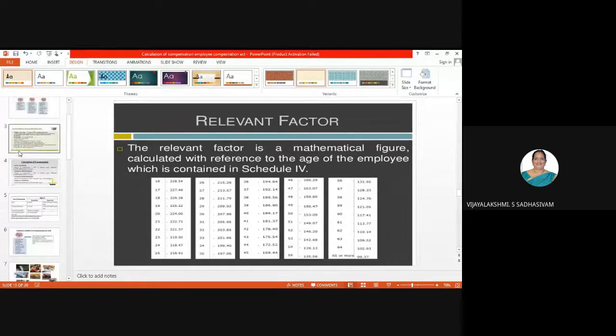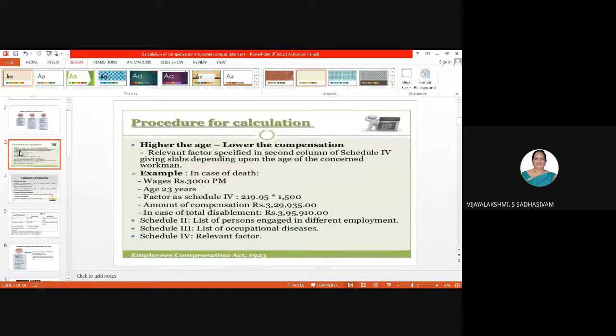So even that relevant factor is given for your understanding at the end of this PPT. Now, as I told you, the higher the age, the lower will be the compensation, because when his age is very high, he will have a little bit of service. When his age is very young, he will have more service. So based on that only, we are going to calculate, and based on that only, the relevant factor has been designed.